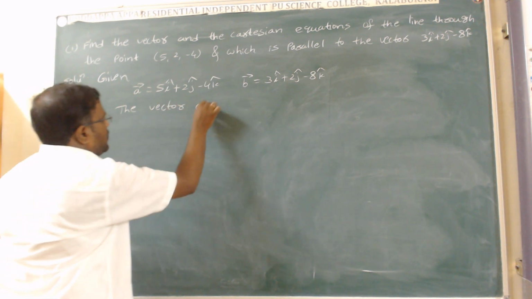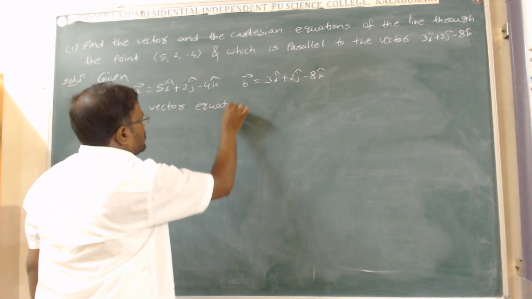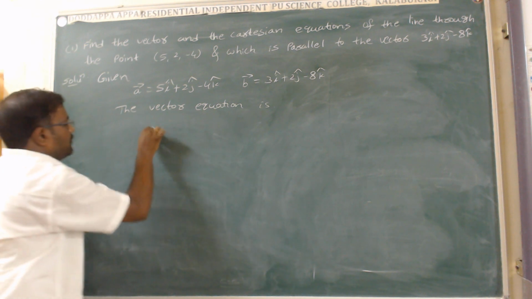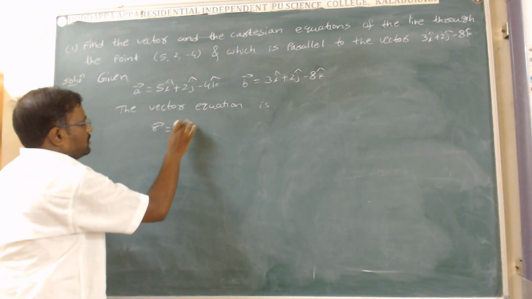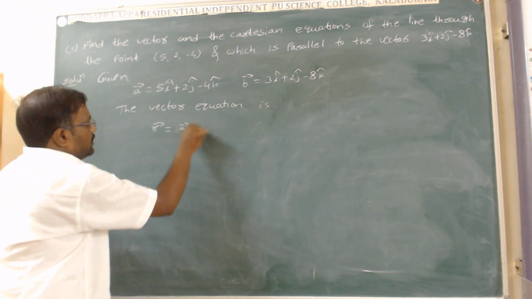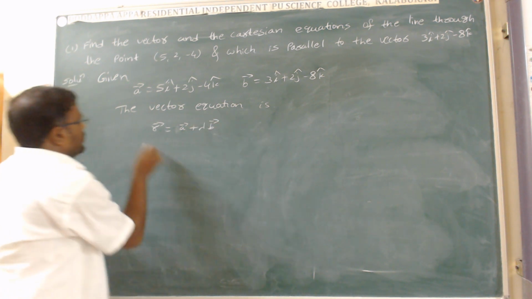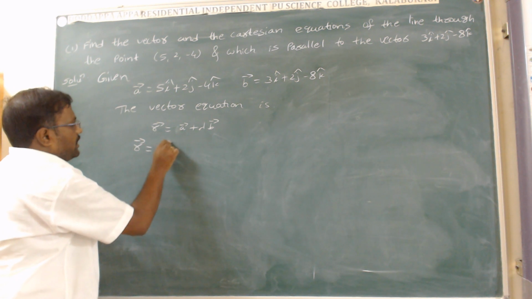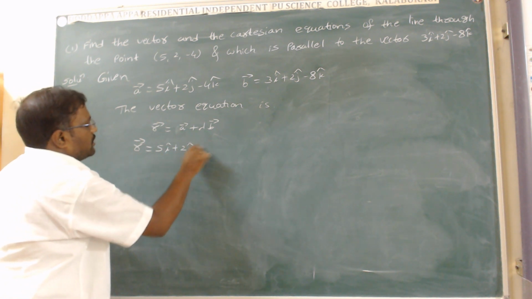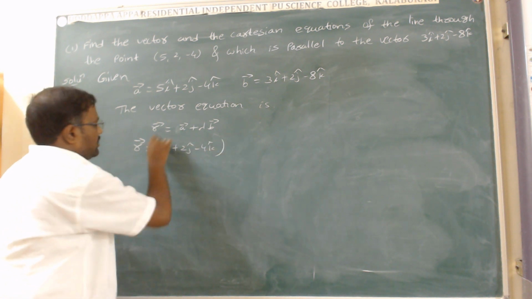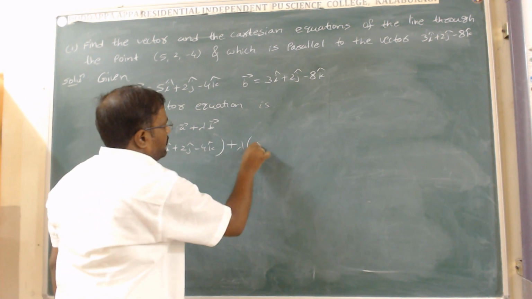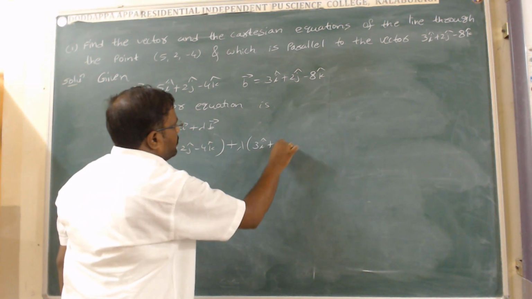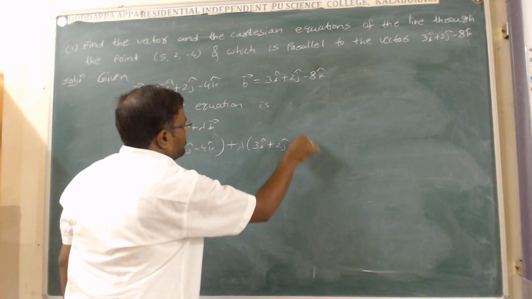So the vector equation is, we know that vector r is equal to what? Vector a plus lambda of vector b. So vector r as it is, vector a value is 5i plus 2j minus 4k plus lambda of vector b value 3i plus 2j minus 8k.